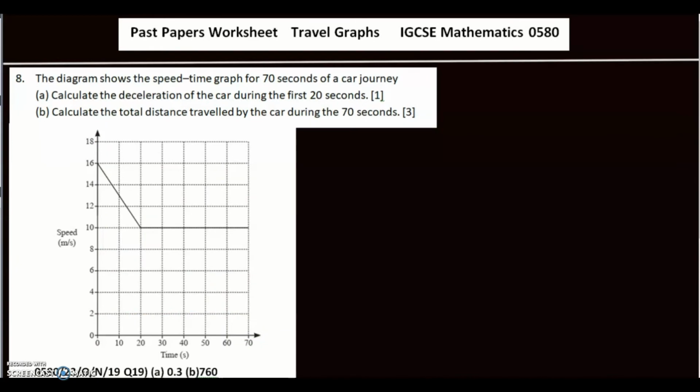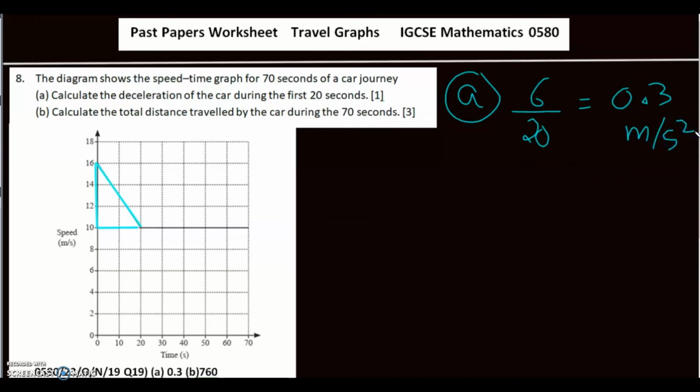Okay, the next question. The diagram shows the speed time graph for 70 seconds of a car journey. Calculate the deceleration of the car during the first 20 seconds. So we need the slope of this line. So the rise of this line is 6 units. Check for the unit conflict first. There's none because speed is in meters per second and time is in seconds as well. So rise is 6 units upon run is 20 units. So rise over run, 6 upon 20, which gives 0.3 meters per second square.